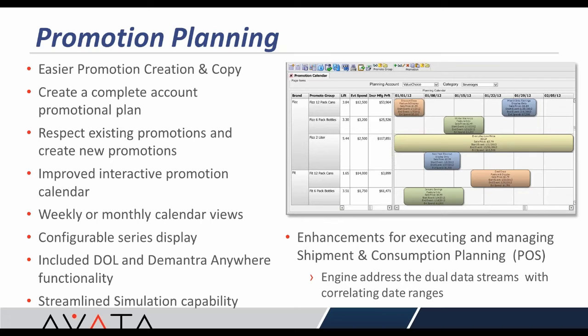And then a couple key enhancements in this version around shipment and consumption planning, or for point of sale data. Previously you could do this, but it required some fancy footwork around engine profiles, and it still had limitations. Here it really allows the engine to address the dual data streams with the correlating date ranges.